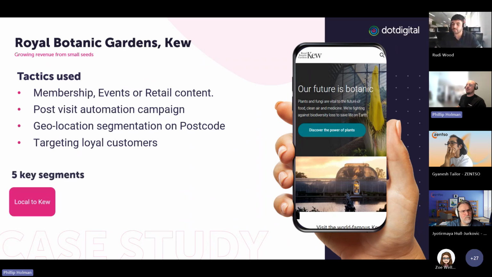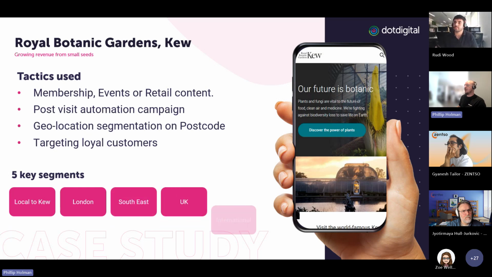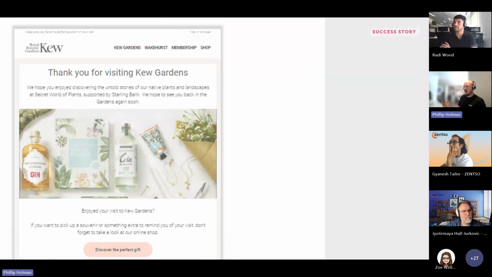And we're actually going to create 5 key segments. So we've got local to Kew, we've got London area, we've got Southeast, we've got UK, and we've got international. So just by taking that postcode, we're able to really, really easily segment into those key cohorts. So what did that mean? We could do targeted campaigns, but then we could also use dynamic content.